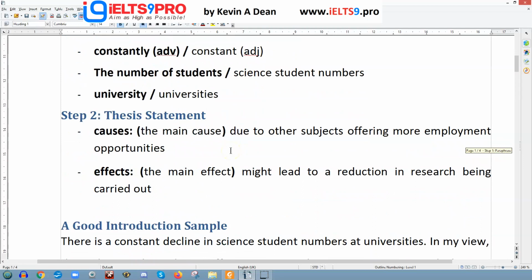Now, once we paraphrase the topic, we have to briefly answer the questions. I think most people have said, and I think that's what I did in my introduction, we'll have a look in a second, this is mainly due to lack of opportunities for jobs after study. So what might the main effect be? This might lead to a reduction in research, because if there's a shortage of numbers of people in science, that's bound to have some kind of knock-on effect eventually in research.